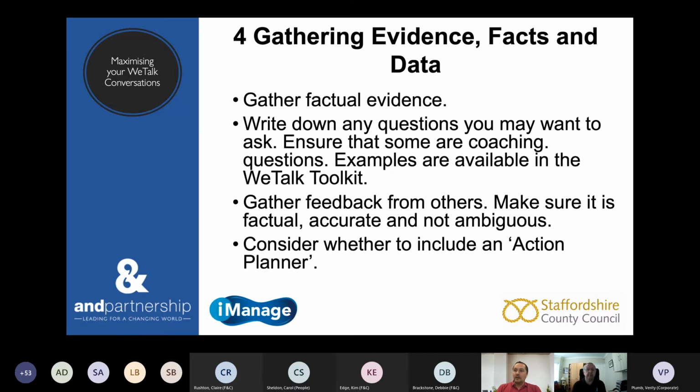So this is the second component of the doing elements. So this is about gathering evidence, facts, and data. Really important when you're having conversations, and the evidence must be factual. You might want to write down any questions you may want to ask as well. So as well as writing down maybe how you might start that conversation, you might also want to write down any questions you might want to ask.